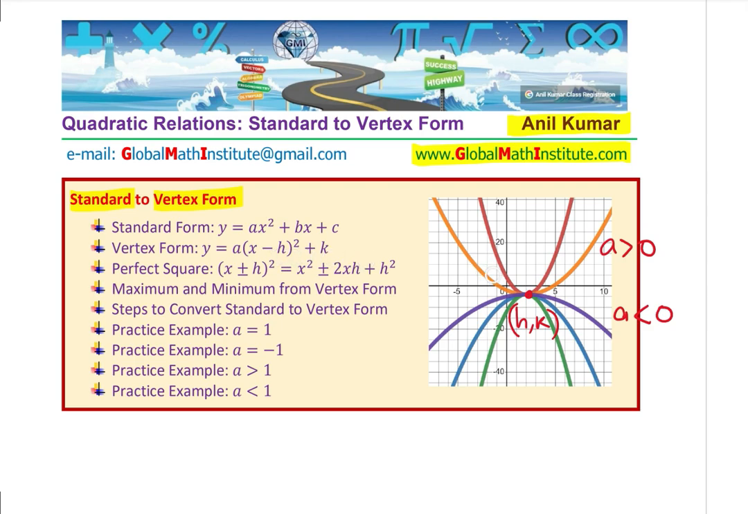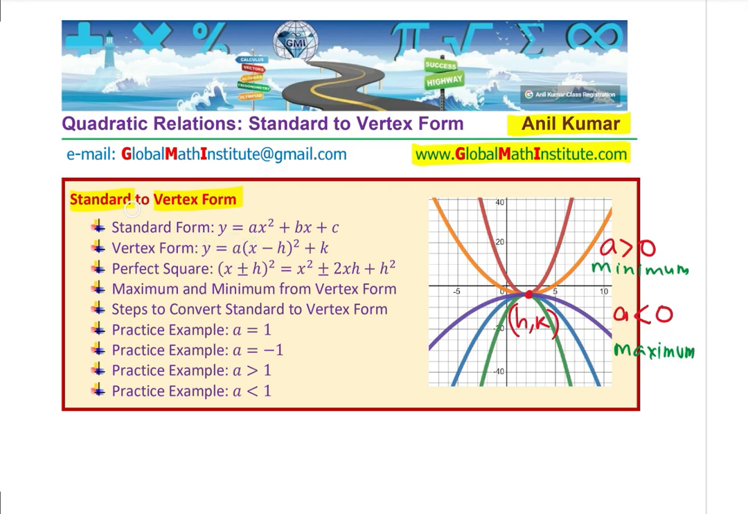The vertex itself, which gives you a maximum or a minimum value on a parabola, can be identified using the vertex form of the equation, and that makes it very special. If the graph opens up, we have a minimum, but if it opens down, we have a maximum. So the vertex also gives you the minimum and maximum value.